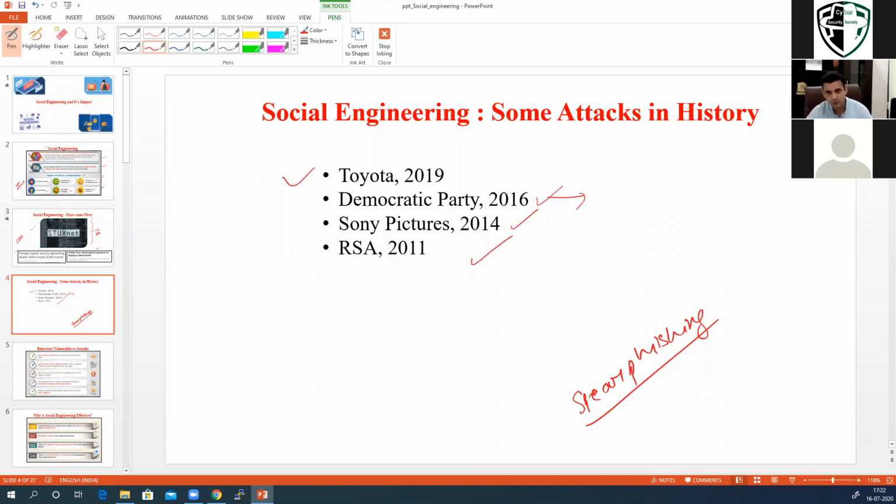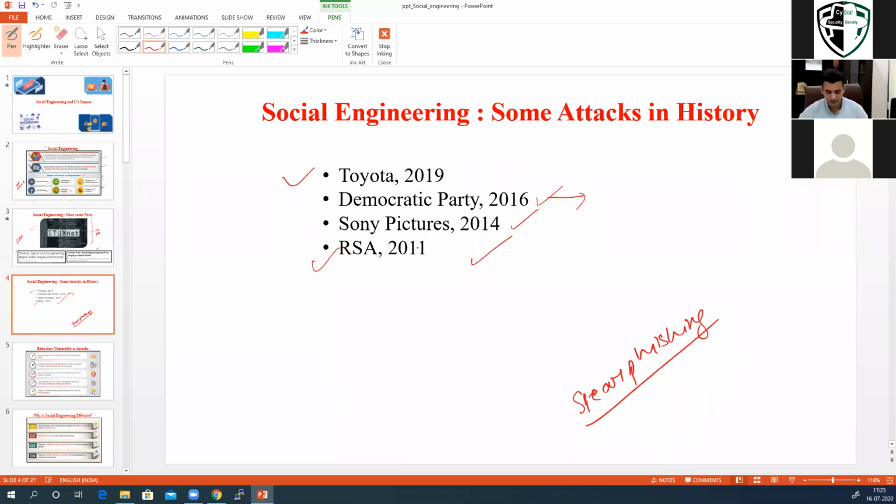You can have many attacks, and this term is not a new one. You can go from this particular attack that I showed you on the last slide back to RSA in 2011. RSA is itself a security company. If you have heard about the RSA algorithm, it stands for Rivest, Shamir and Adleman.